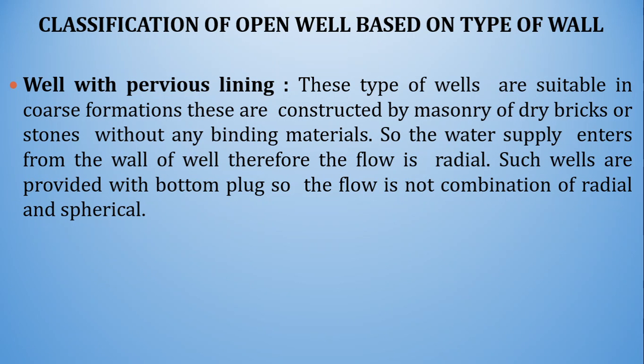Then well with the pervious lining. These types of wells are suitable in coarse formations. These are constructed by masonry of dry bricks or stones without any binding materials. So the water supply enters from the wall of the well, therefore the flow is radial. Such wells are provided with a bottom plug, so the flow is not a combination of radial and spherical.